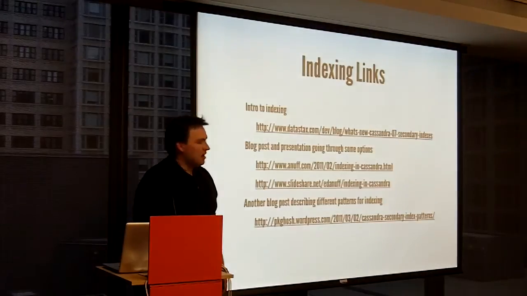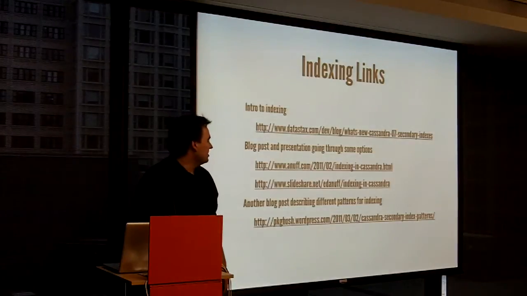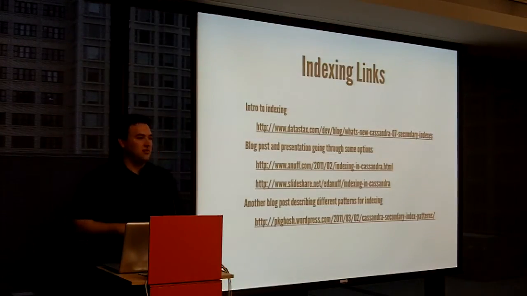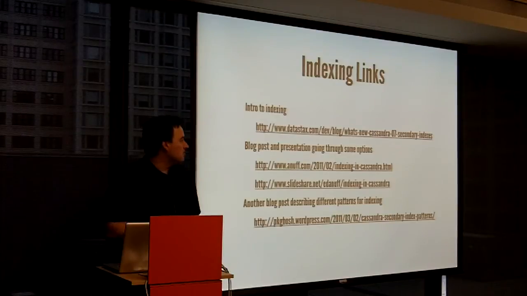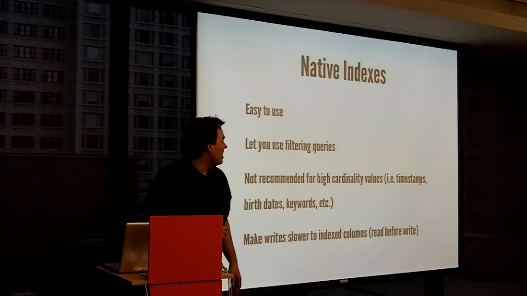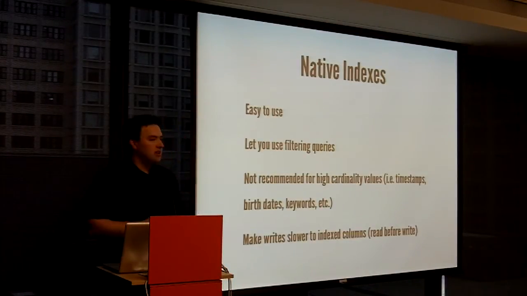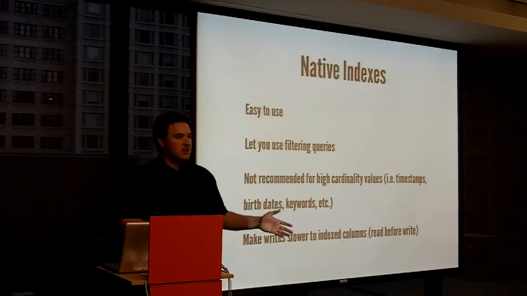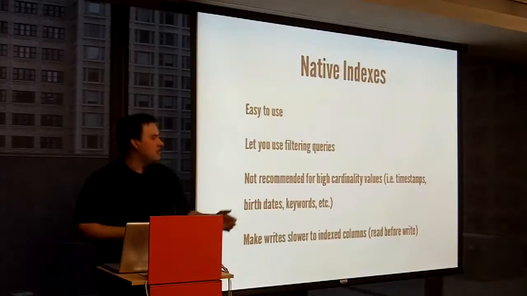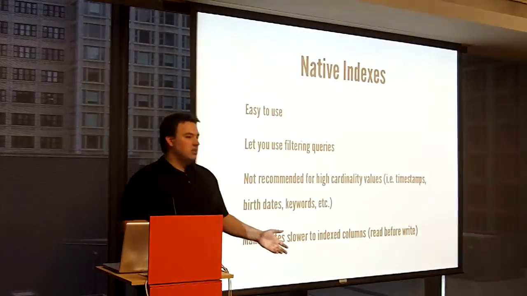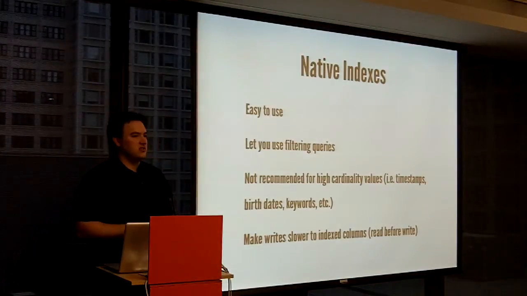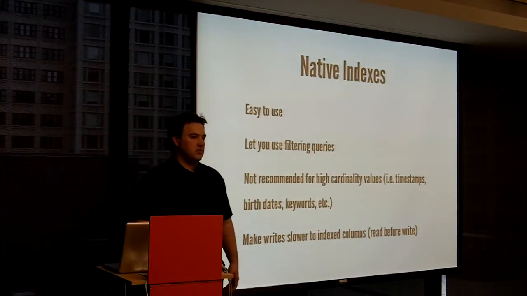First, I'm just going to touch on anything. There's a bunch of links in here for good articles on indexing and different ways of doing it. It's a very important thing to look at. So the native indices, they're really easy to use. Like I said, you say, hey, Cassandra, I want you to index the age column. I want you to index the state column. And then you can actually do queries. You say, give me everybody from Illinois, or give me everybody who's 20.